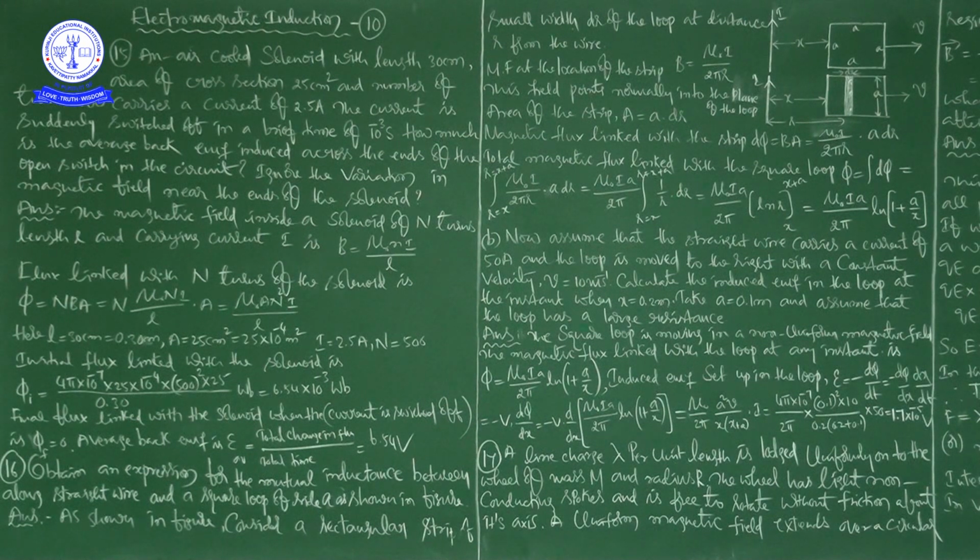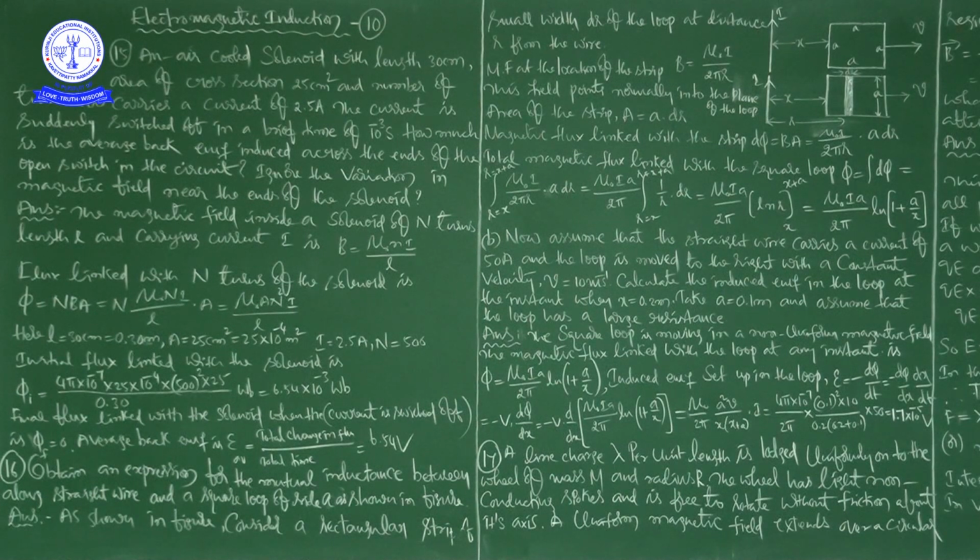So, this is what we discussed for A. Now, B. First see the question and then we will go for the answer. Assume that the straight wire carries a current of 50 amps and the loop is moved to the right with a constant velocity v equal to 10 meters per second.